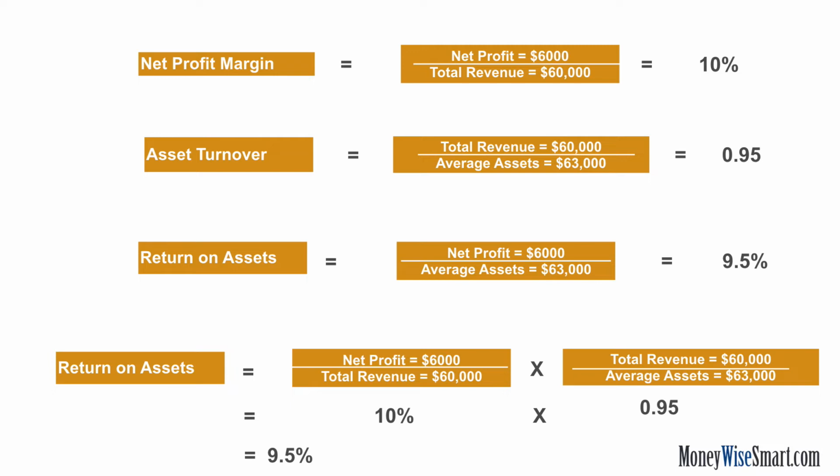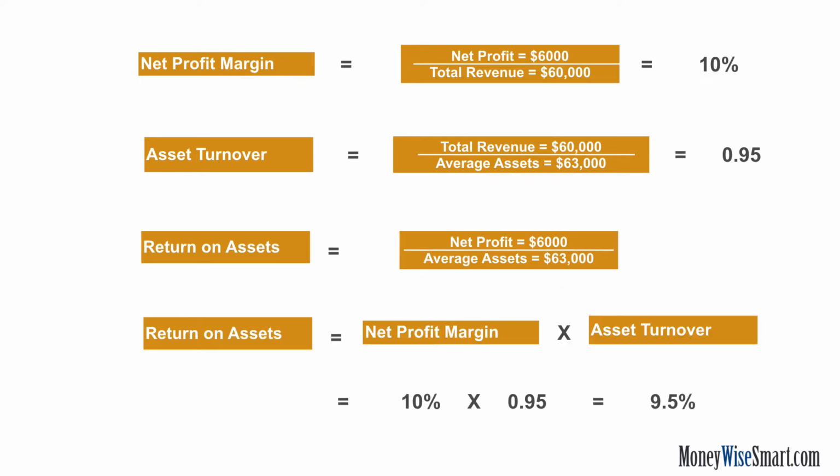So the return on assets works out to 9.5%, and the ROA, the return on assets, can also be expressed as net profit over total revenues multiplied by total revenues over average assets. So algebraically, this is exactly the same as net profit over average assets. Or in other words, the return on assets can be expressed as net profit margin multiplied by the asset turnover. So that works out to 9.5%.